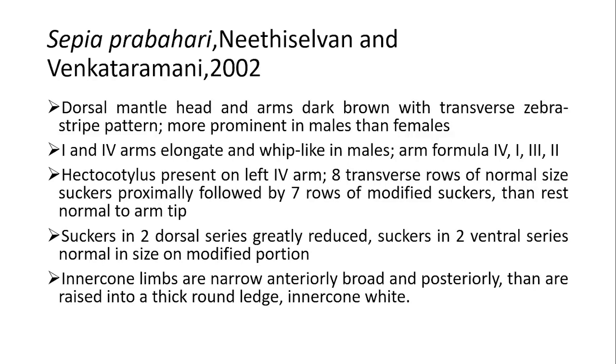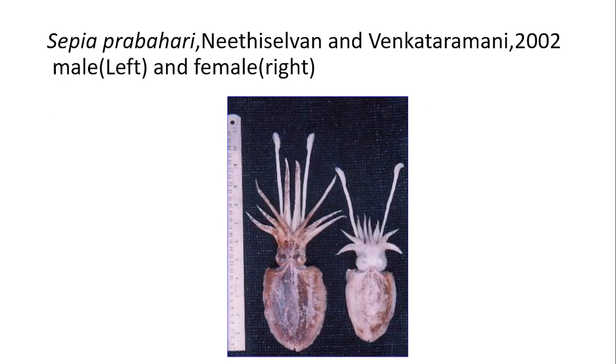Next, we move to another newly discovered species called Sepia prabhahari, discovered by Dr. Neil and Dr. Venkataraman in 2002. In this species, the dorsal mantle, head and arms are dark brown, and transverse zebra stripes are also present, more prominent in males than females. This is a photographic image of Sepia prabhahari. The left one is the male and the right one is the female.